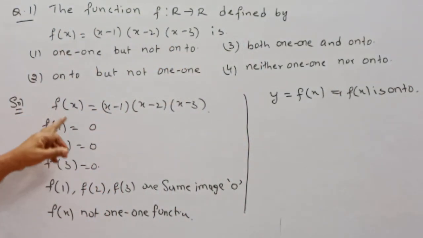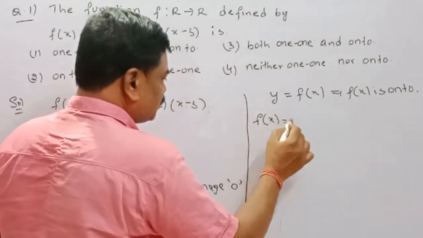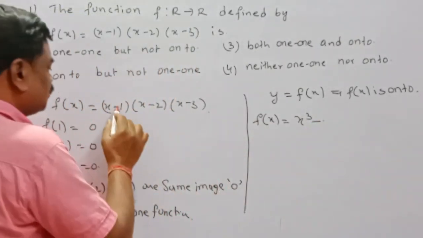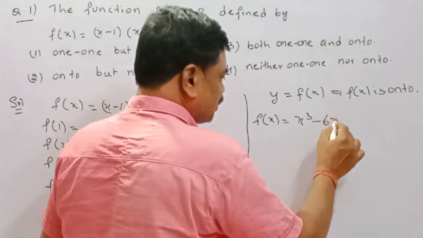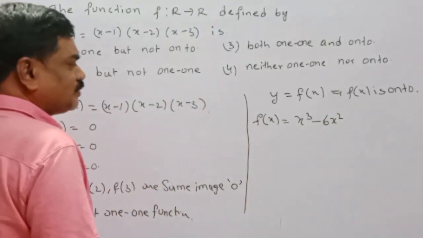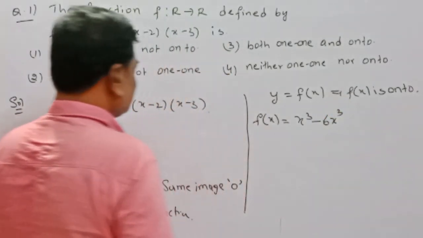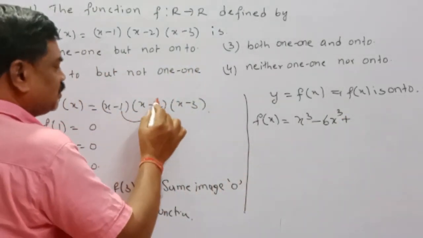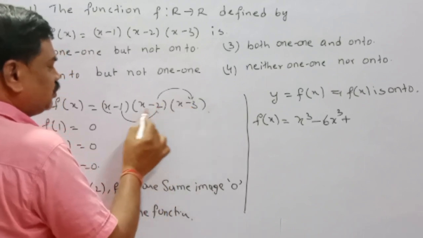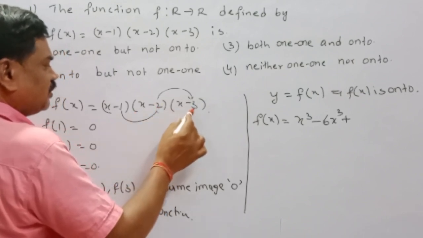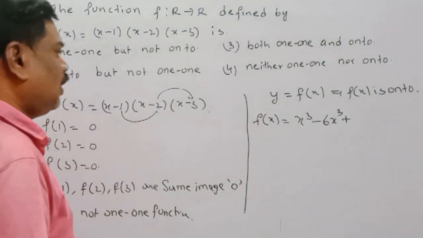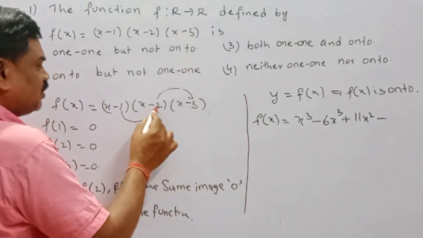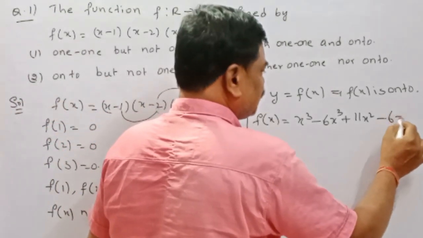Here you see f(x) is equal to, by multiplication, x cube minus (1 + 2 + 3) x square, that is 6x square, plus (1 into 2 plus 2 into 3 plus 3 into 1), that is 6 plus 2, 8, 8 plus 3, 11, 11x, minus 1 into 2 into 3, that is 6.